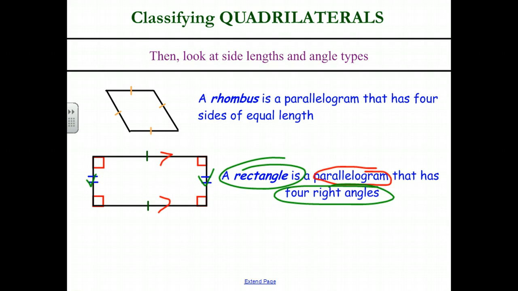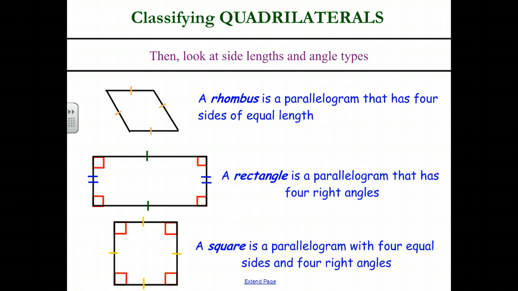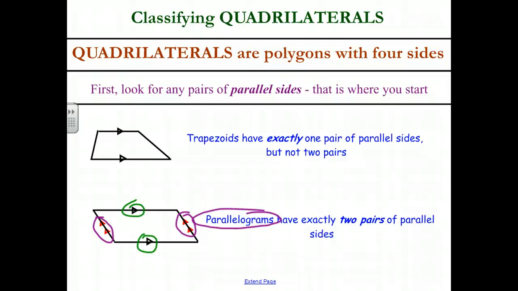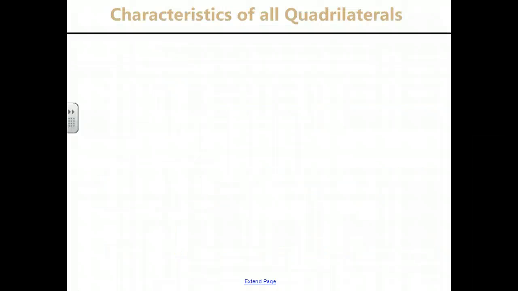And finally, if we combine the two, a parallelogram with both four sides of equal length and four right angles gives us a square. So a square is a parallelogram with four equal sides and four right angles. So these are the different types of quadrilaterals that we have. When we look at parallel lines, we can separate them into either generic quadrilaterals, trapezoids, or parallelograms. And then even further within the parallelograms, we can classify them as either rhombi, which is the plural of rhombus, rectangles, or squares.